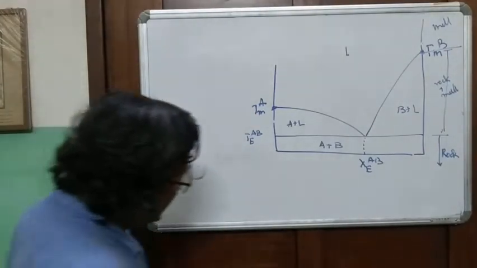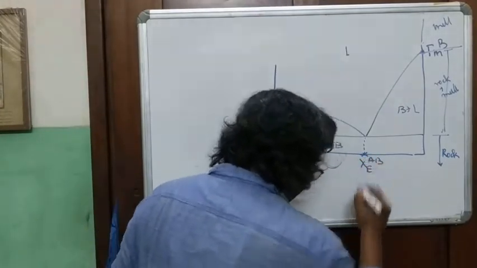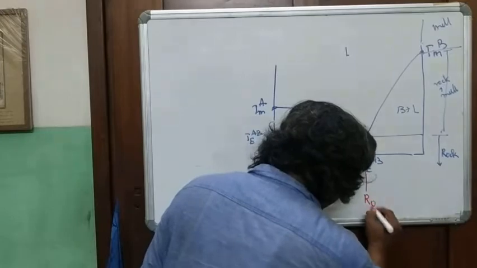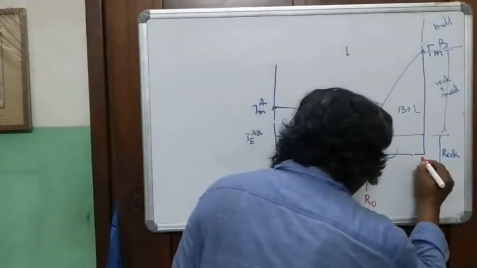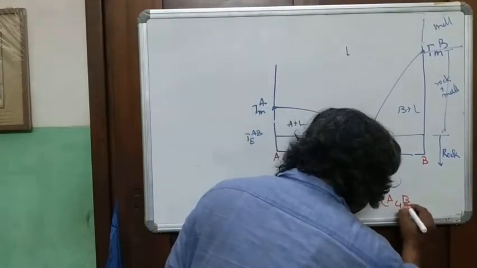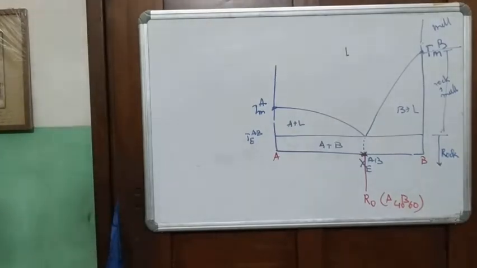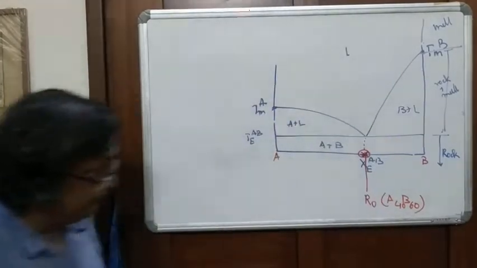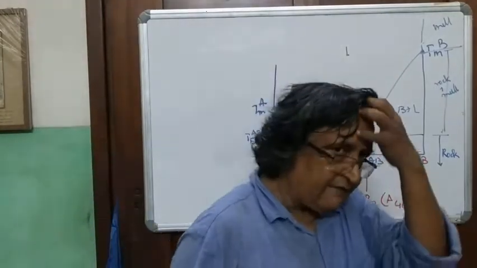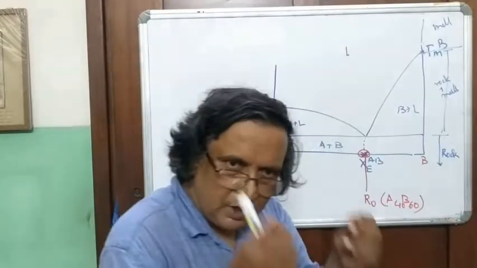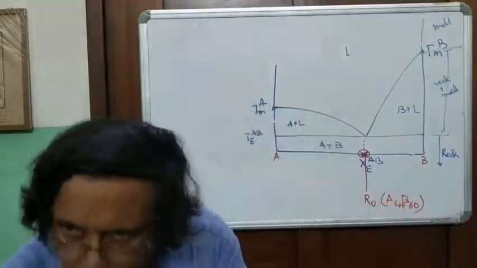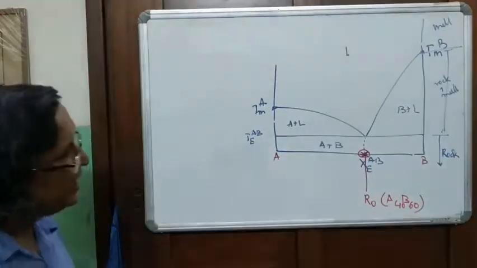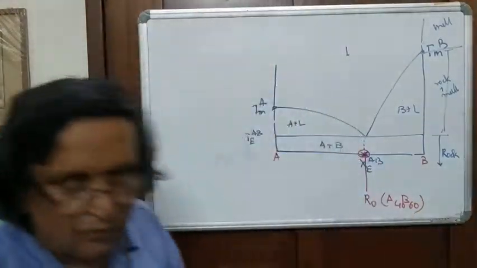Now just quickly, let's say this is the eutectic composition, and this is my R0. Let's say I write this as A and this is B. So R0 is A40 and B60. Now, if I have a rock whose composition is this, what will happen? If I have a rock composed of pure minerals A and B in the weight proportion 40 is to 60, and I take this rock and melt it, what will happen?